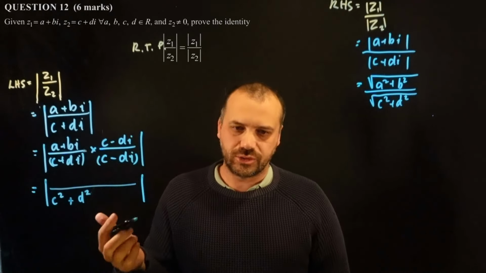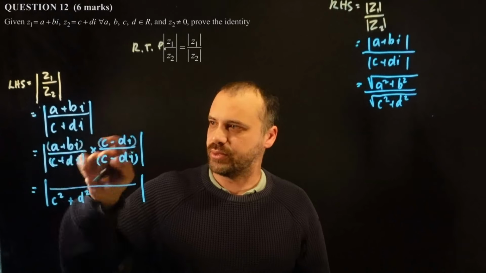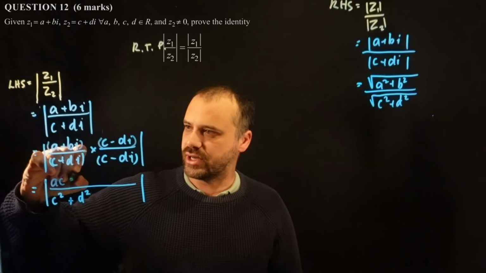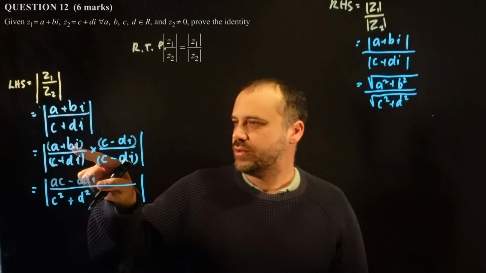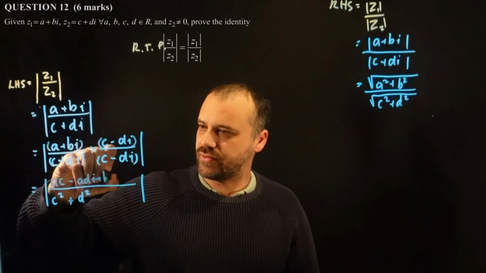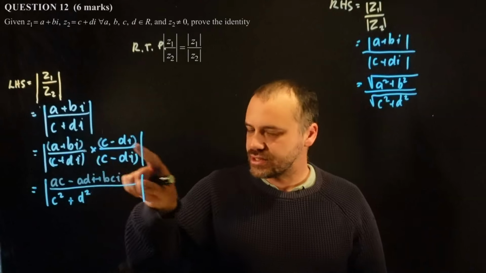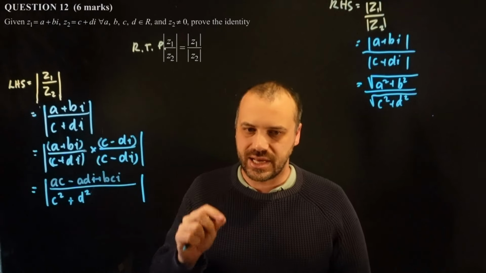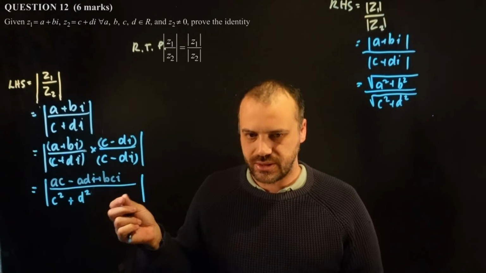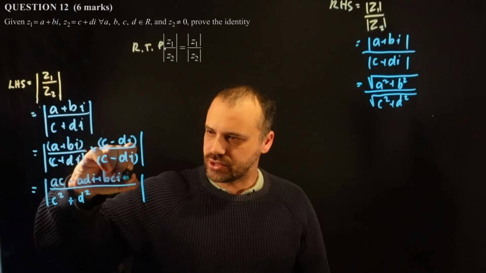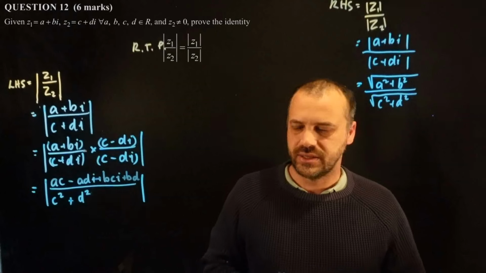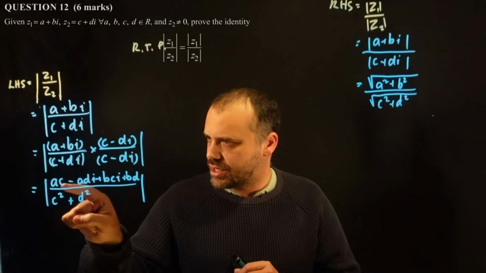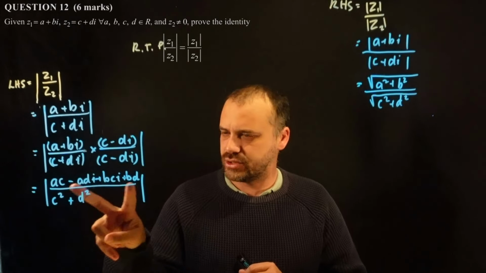The top takes a little more work because we actually have to think about what we're doing. A times C is AC, A times negative DI is negative ADI. BI times C is positive BCI. And then our last term here, be a little bit careful with it, and here's the trick. Positive BI times negative DI is negative BDI squared. I squared is negative 1. So that leaves us with positive BD. Okay, lovely. All right, so where are we going to go from here? Well, we have a bunch of two I components and two real components.